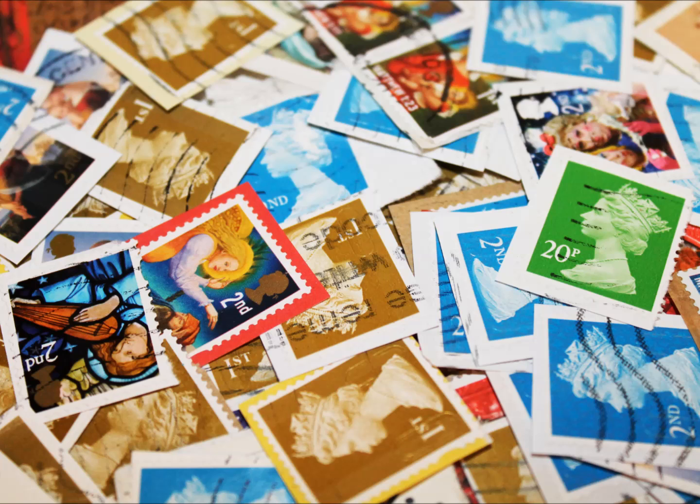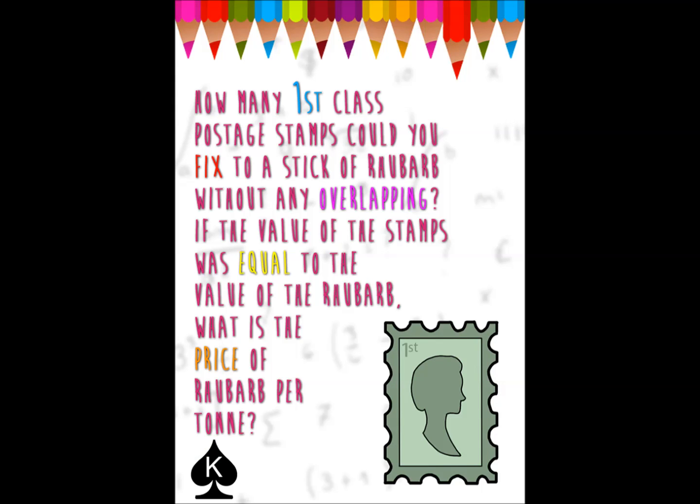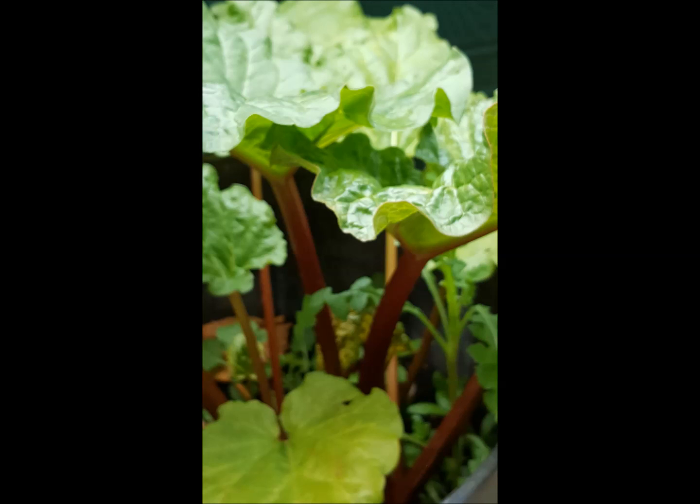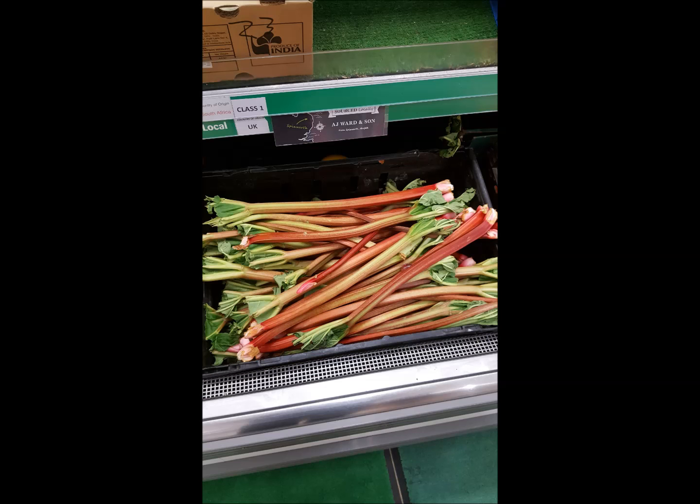So, I'm going to suggest that my stick of rhubarb has a square section of 1 centimetre by 1 centimetre, and that the stick is 20 centimetres long. And I'm going to also decide that the size of a postage stamp is 1 centimetre by 1 centimetre. And the value of a stamp is 60 pence. And the weight of a stick of rhubarb is 100 grams. That may or may not be somewhere close. We'll see.